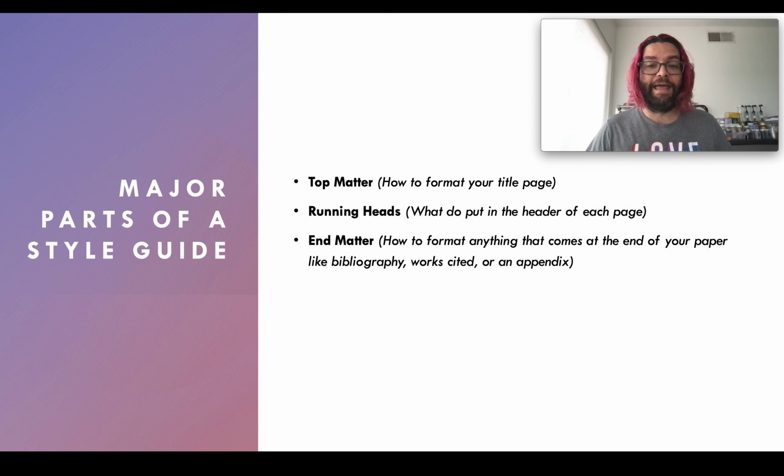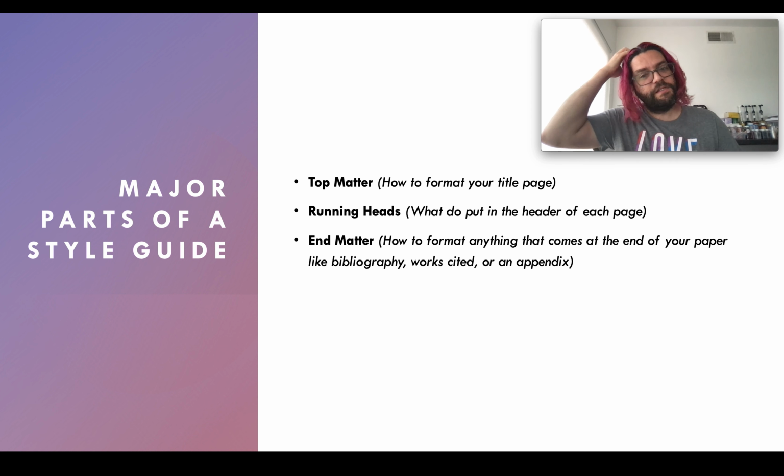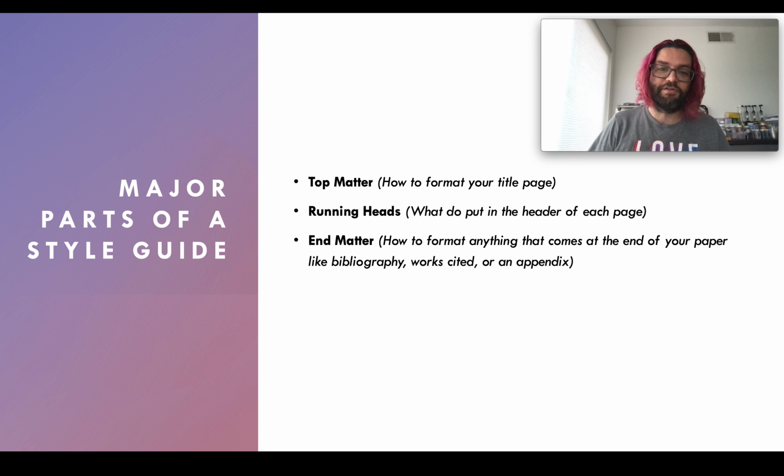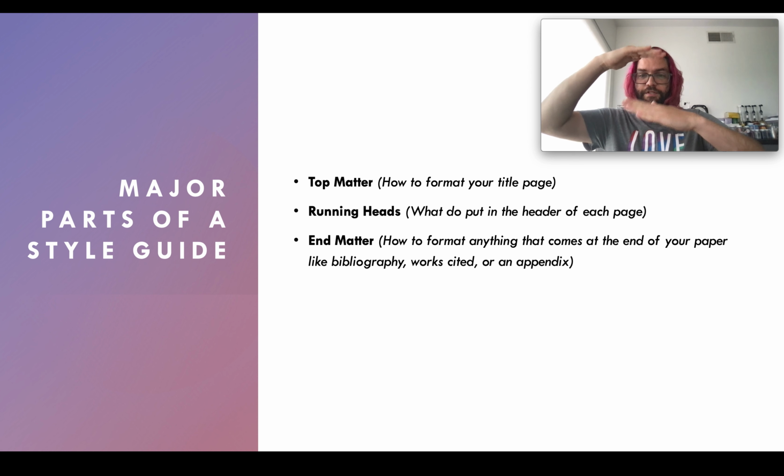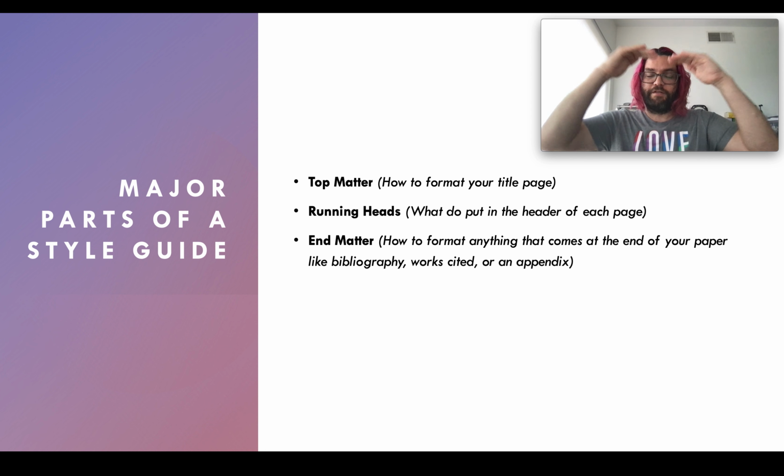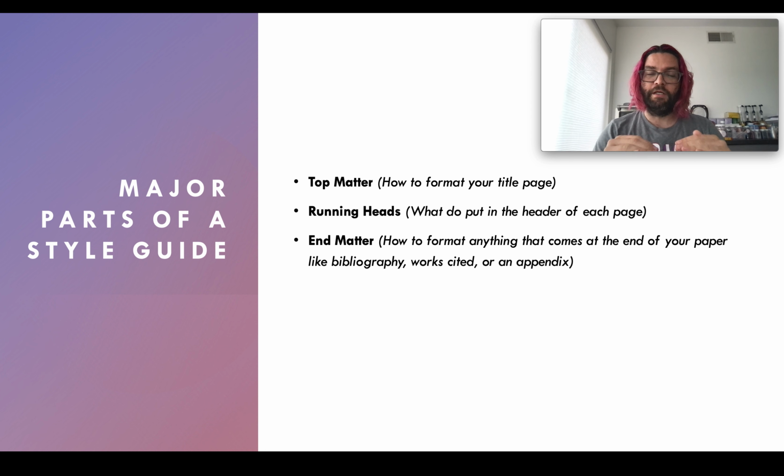Next up, you've got end matter. Now, if you made sense of what top matter was about, you probably understand what end matter is about. If you imagine your research paper is this stack of papers, the top matter would be the title page. The end matter would be, hey, how do we format anything that comes at the end of a paper? So a bibliography, a works cited, an appendix.